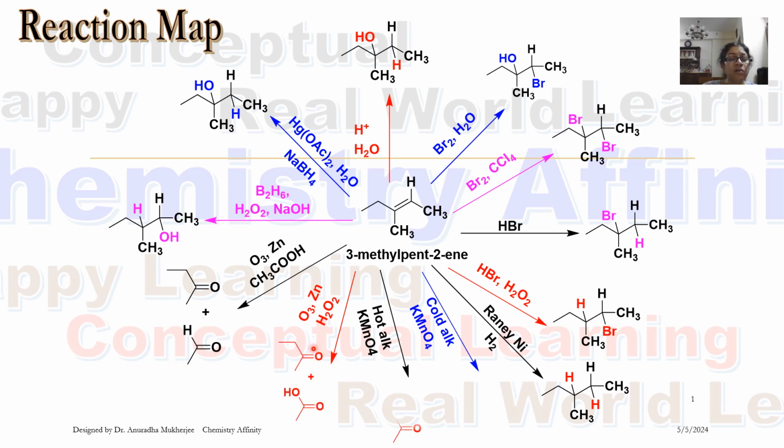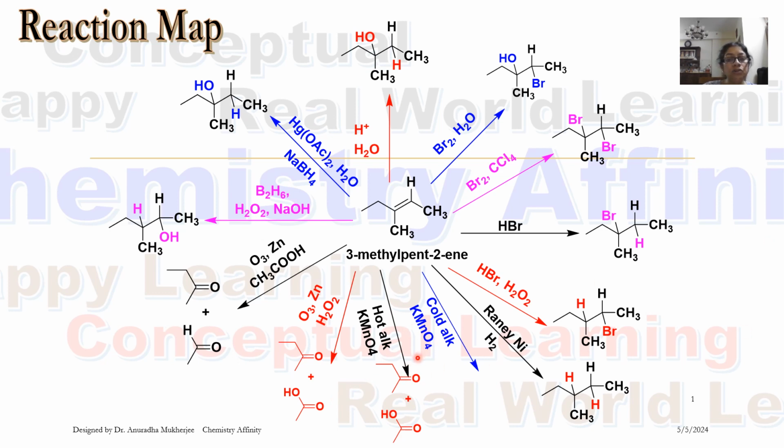But when we perform ozonolysis followed by oxidative workup, the left hand side portion gives ketone but the right hand side portion gives acetic acid. The same product we get when it's treated with hot alkaline KMnO4.